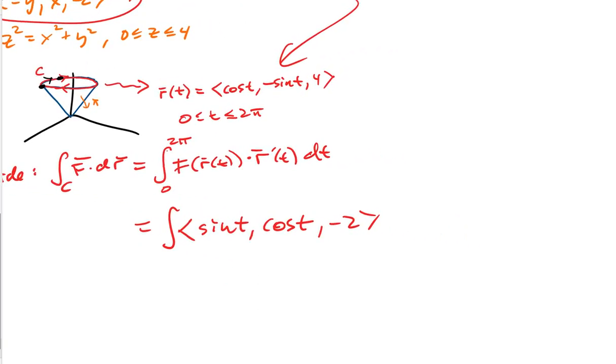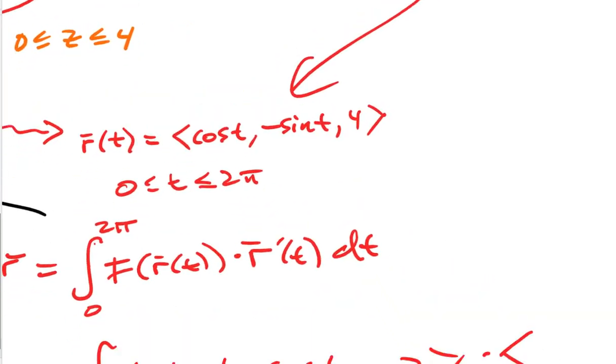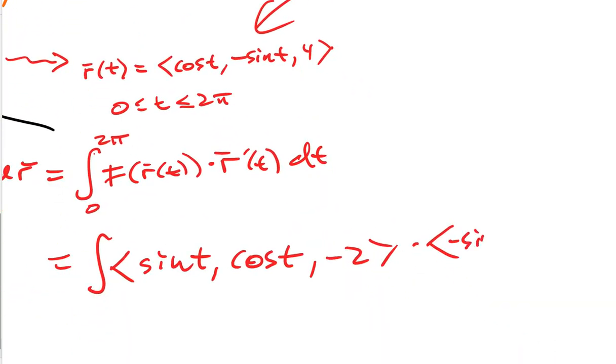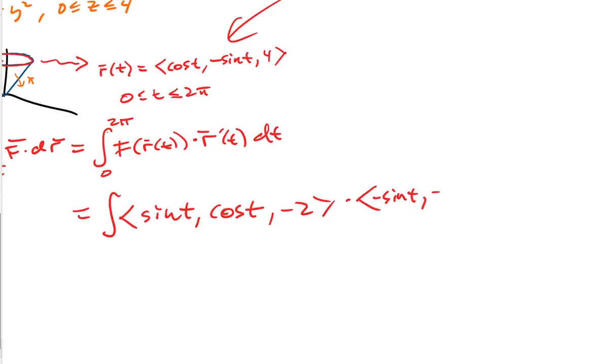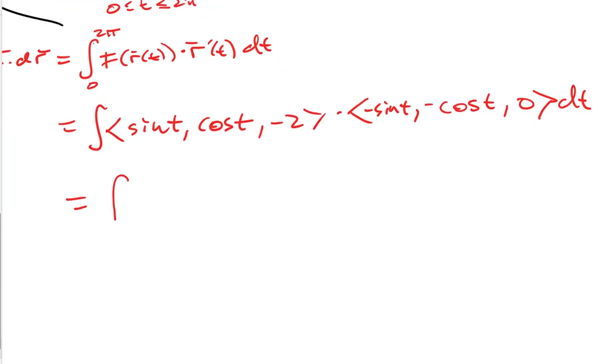And now I'm going to dot it with r prime of t. So this is r prime of t, so that would be negative sine t, negative cosine t, and then 0. Good. All right, so what do we get here? We get negative sine squared of t, negative cosine squared of t, and then plus 0. So this is dt. All right.